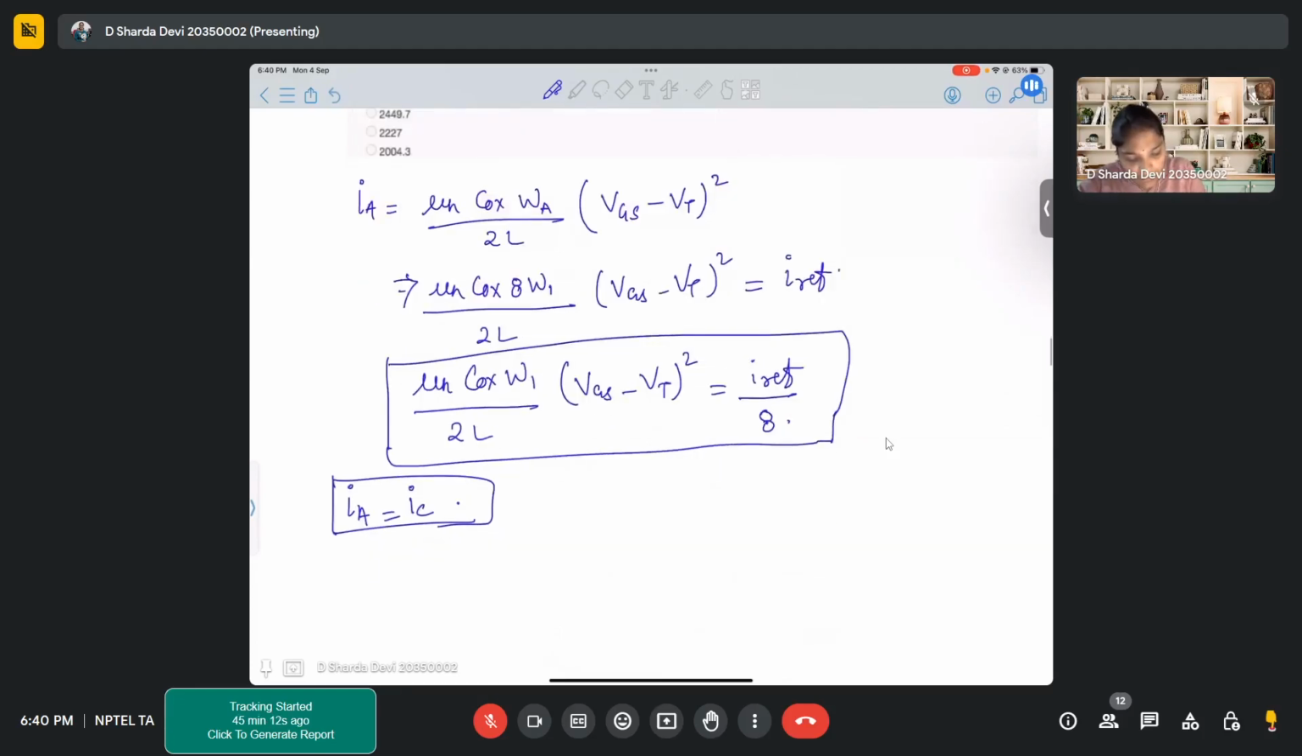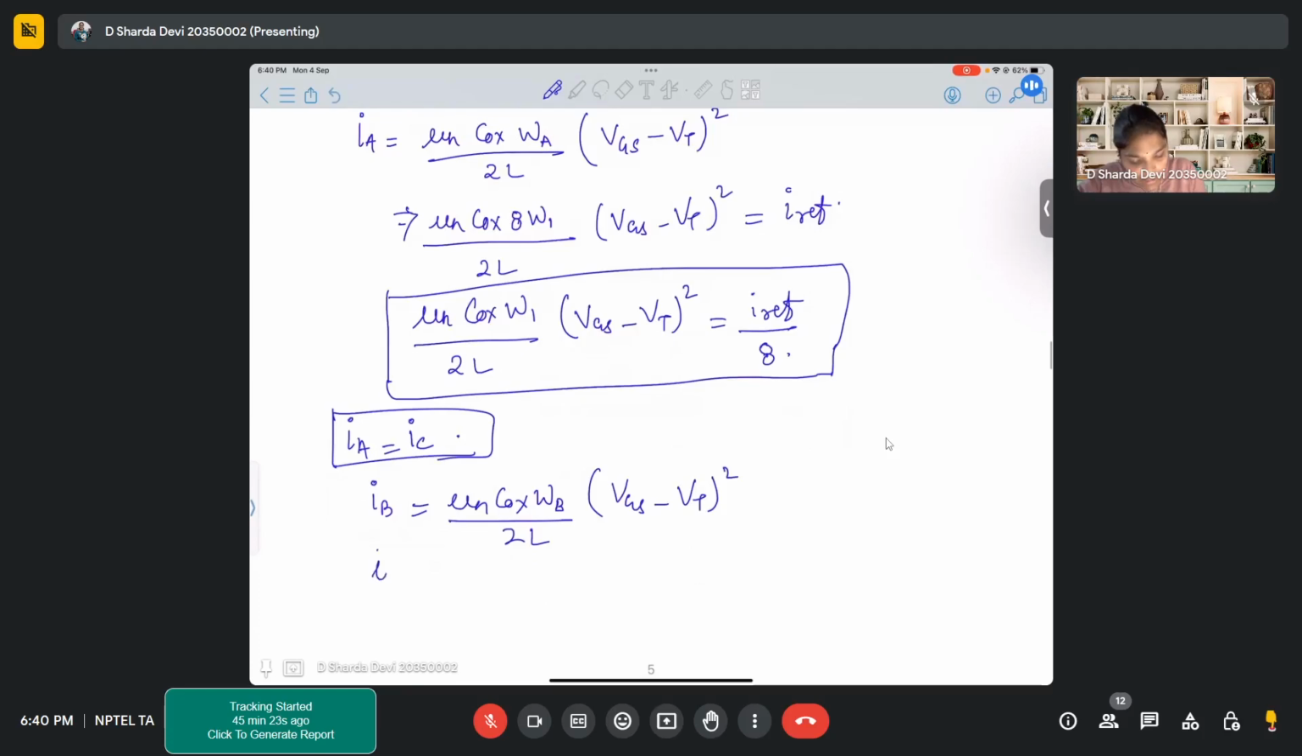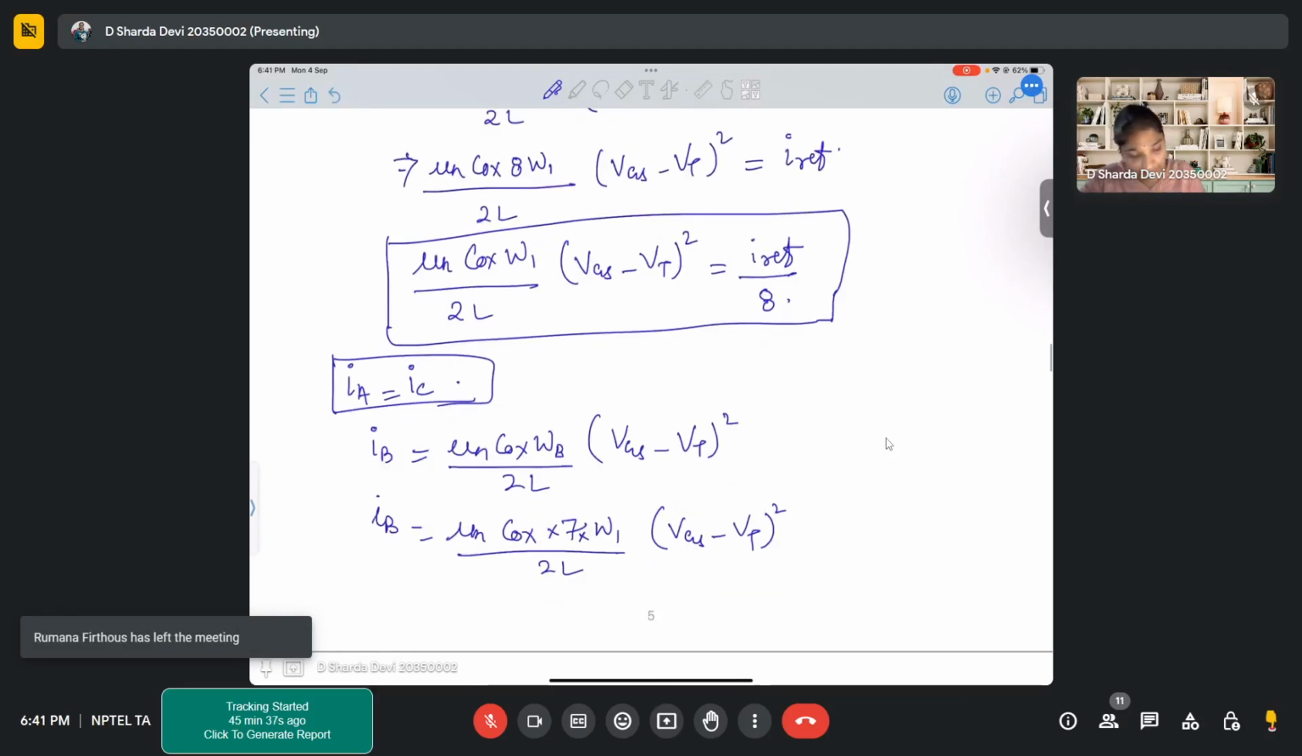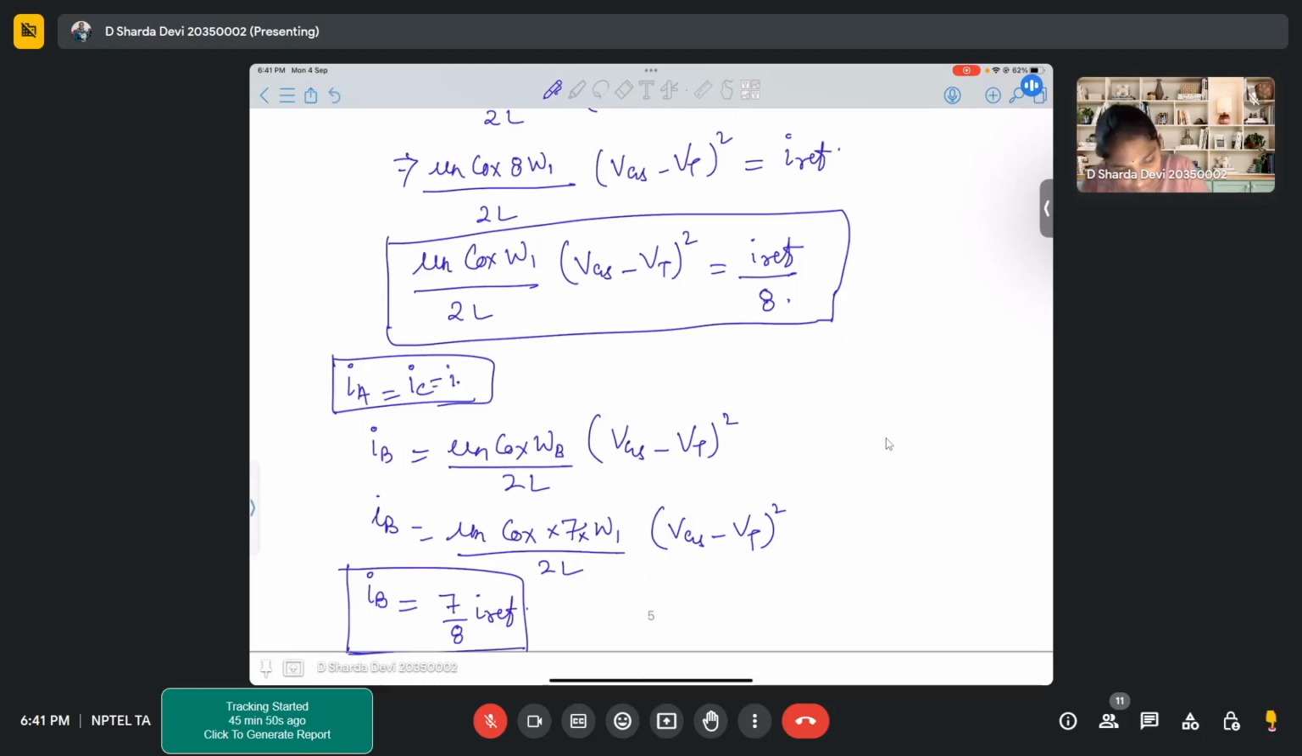But what about IB? If I write IB, how can I write it? mu n Cox WB by 2L (VGS minus VT) whole square. So IB is mu n Cox 7 W1 by 2L (VGS minus VT) whole square. So IB will be 7 by 8 times of IREF. IC is IREF.